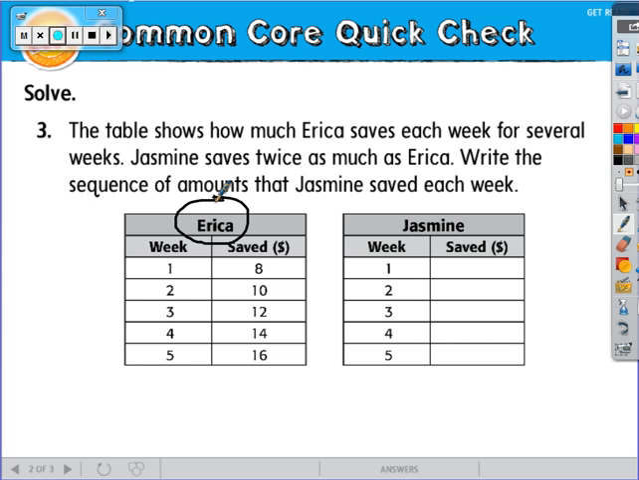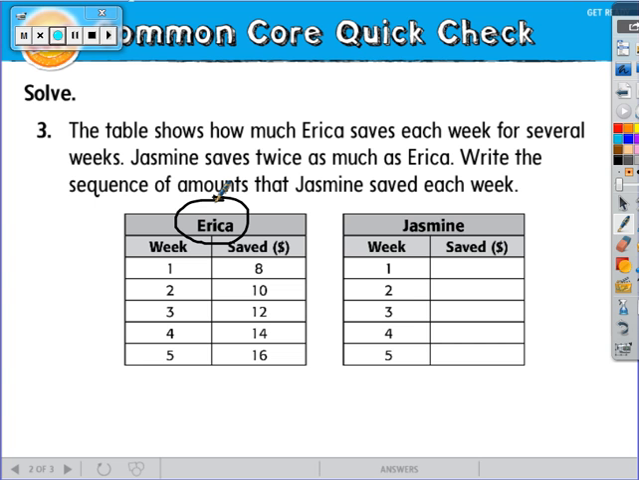5 weeks. Then it says Jasmine saves twice as much as Erica. How much does Jasmine save compared to Erica? Kids in the back of the room that are shouting out numbers, it's not a number. How much more does Jasmine save than Erica? 2 times as much, twice as much.